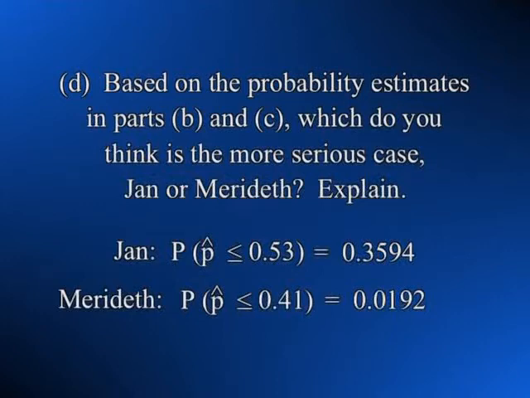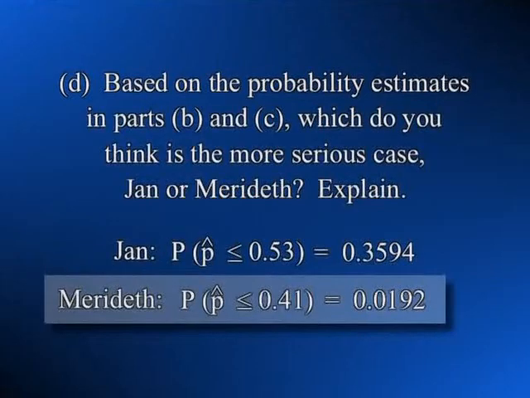Now, the idea is that we're assuming that both of these are healthy ladies, and we are computing the probability that a healthy person would have a reading of the type that is given here. And it turns out that the probability that Meredith would have such a low reading is very low, that it would be very unusual that a healthy person would have a reading that is so low. So that's the idea here. And therefore, Meredith is the more serious case.